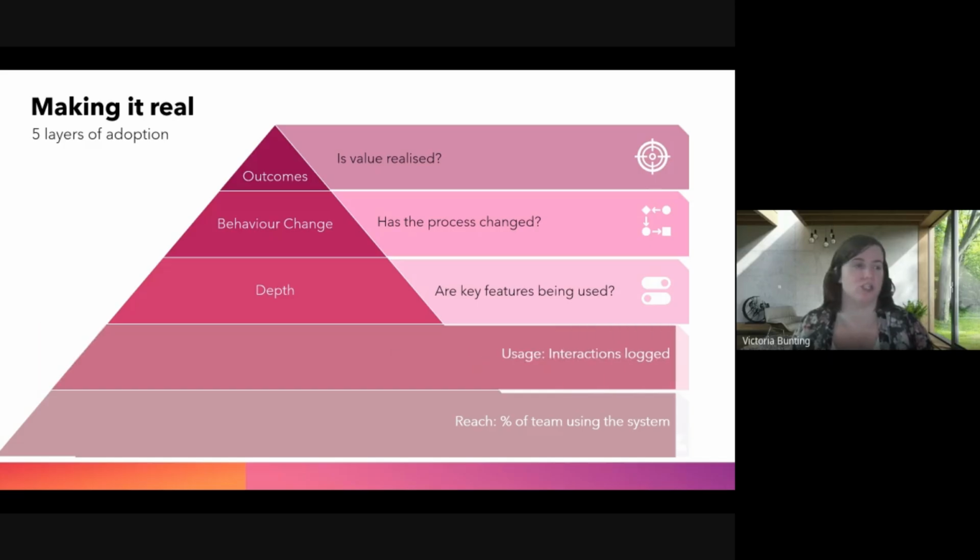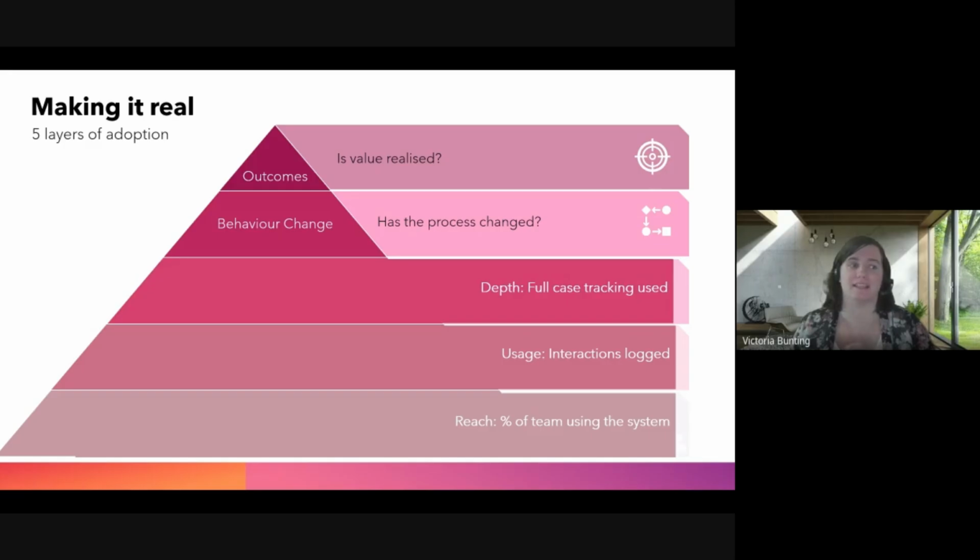Then the usage, so is it being used at all? This is the most commonly measured layer and most overused on its own. So typical measures for that are obviously active users, whether that be daily, weekly, monthly, frequency of use, volume of activity, and it is incredibly useful, please don't get me wrong, but it's just not enough on its own. It gives a story, but it doesn't paint the full story that you need.